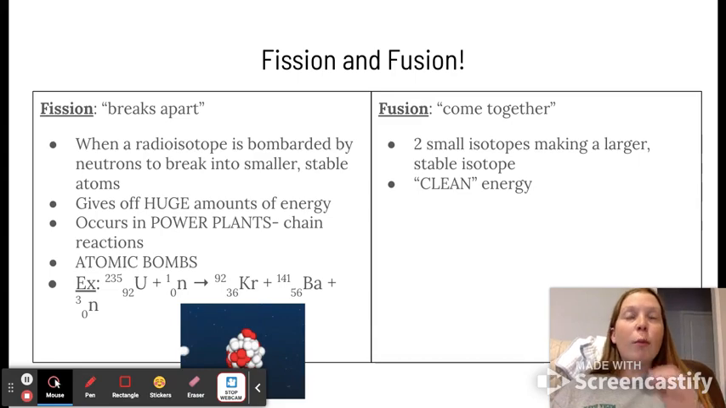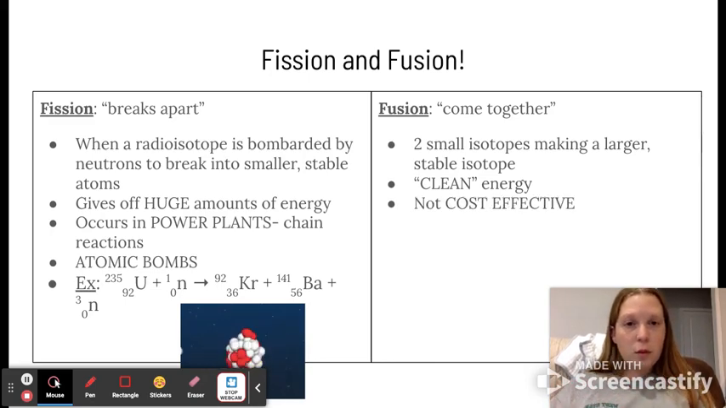This is a form of clean energy because you're using much smaller particles. This is not cost effective though. The amount of energy you have to put in to make this happen does not justify the amount that you get out. So fission, you put a little bit of energy in, you get a ton out. Here you've got to put a lot in and you don't really get much more out.